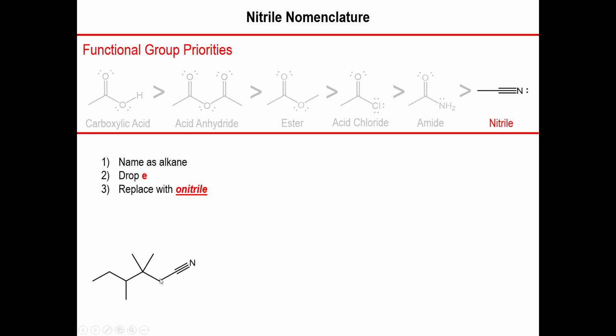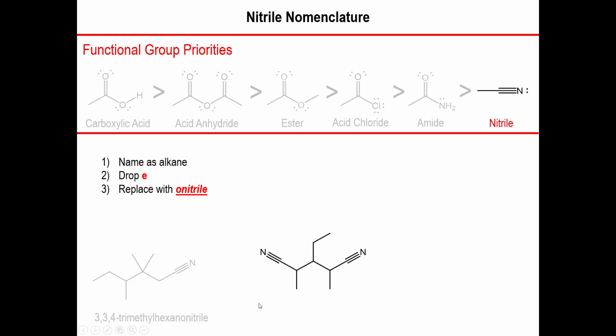So now looking at this thing, the longest chain is starting from the carbon of the triple bond, the CN triple bond. We have 1, 2, 3, 4, 5, 6 carbons in a row. And then we have 3 methyls attached to positions 3 and 4. So we have 3,3,4-trimethylhexanenitrile. This would have been hexane, drop the E, replace it with nitrile, so hexanenitrile.